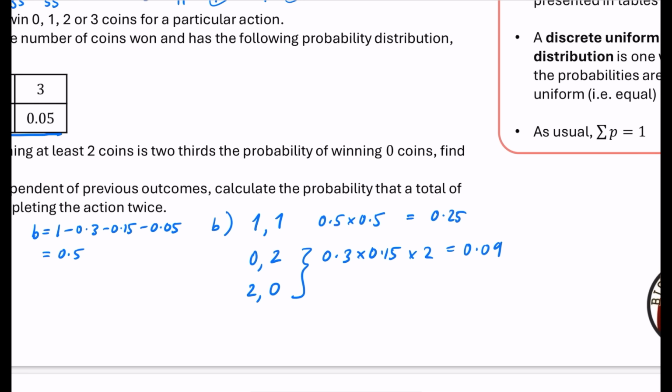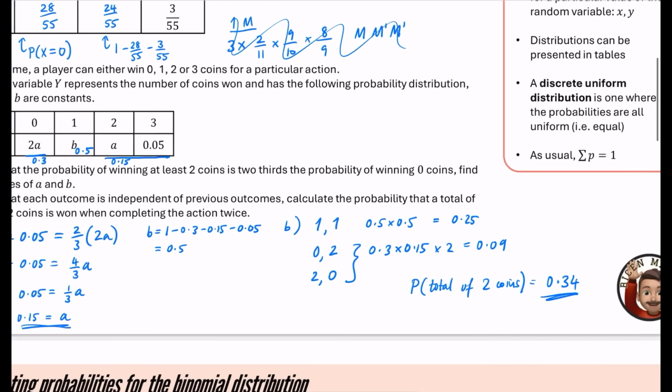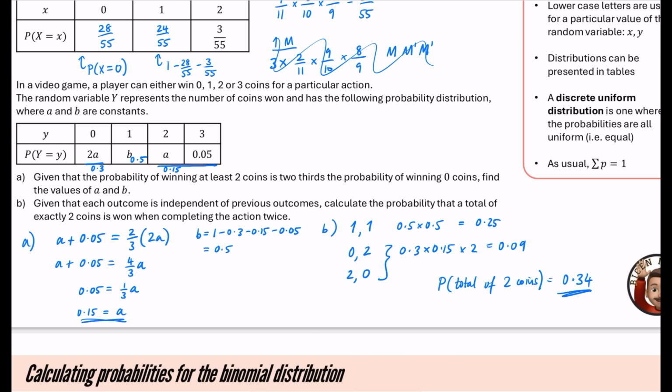So the probability that they get a total of 2 coins, we're just going to sum those together to get that total probability, which is 0.34. So the probability is 0.34. Now they could have asked something else. Instead of it summing to 2, they could have said summing to 3, which maybe would have been a little bit trickier. You would have had to do a 1, 2, a 2, 1, a 0, 3, and a 3, 0. Maybe a tiny bit trickier, but not that crazy.